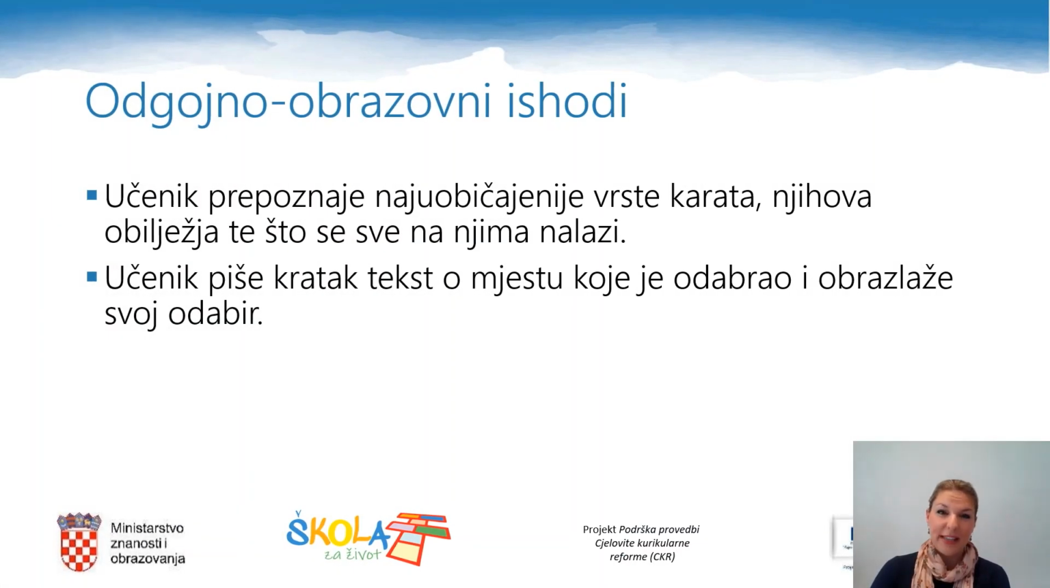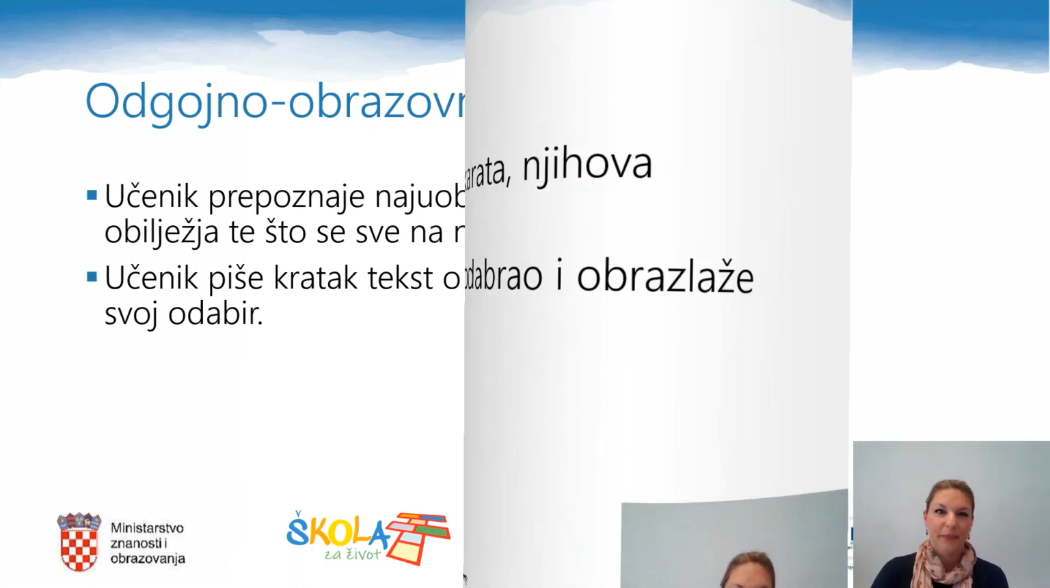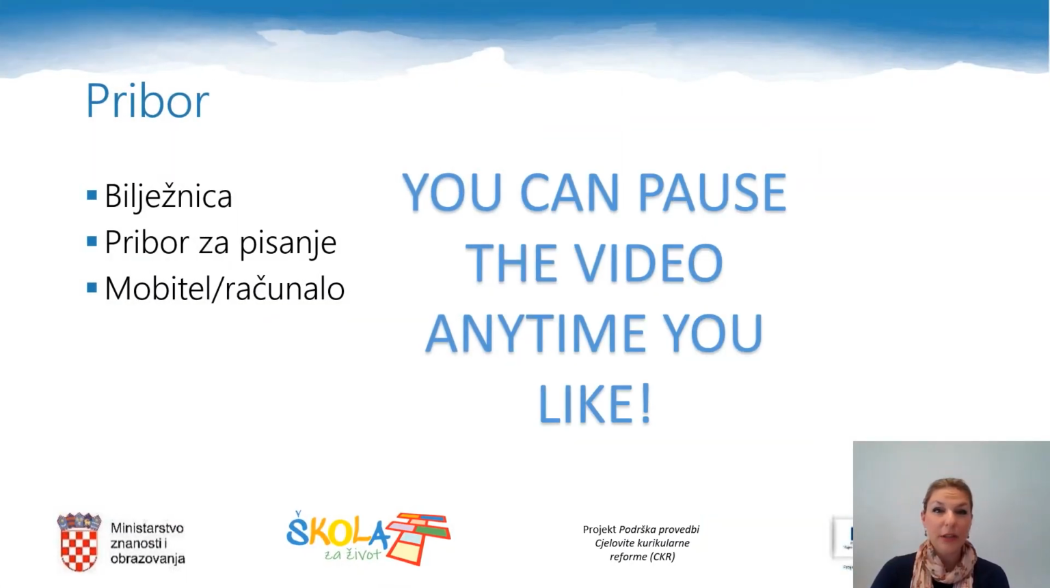By the end of this lesson, you will be able to recognize the most common types of maps, their characteristics, and what we can find on them. You are also going to write a short text about a place of your choice and explain why you have chosen that place. You will need a notebook, something to write with, and a mobile phone or a computer. You can pause the video anytime you like.